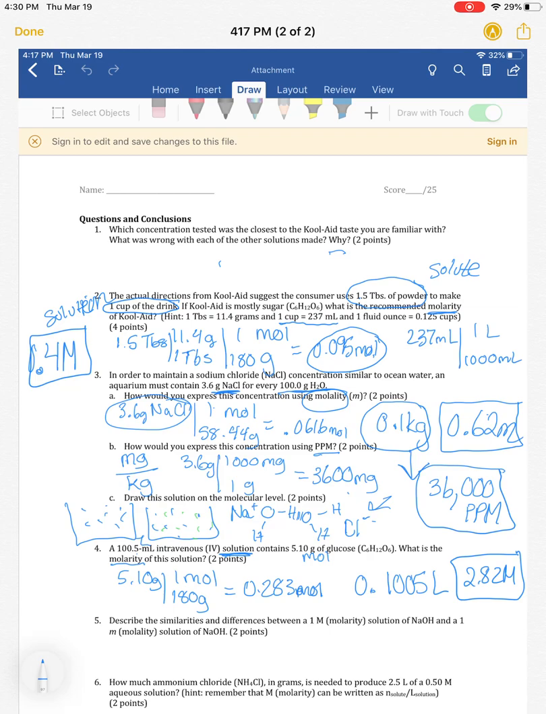Molarity is the one that we really like, moles per liters, and it's the one that's more common when you go into a lab or anything like that. All right, but many different ways. All you have to do is identify your solute, identify your solvent, put them in the right unit, and then divide.